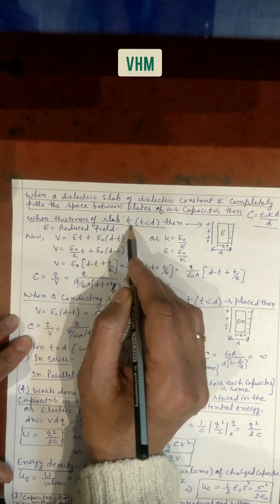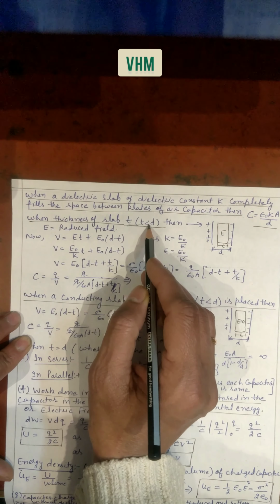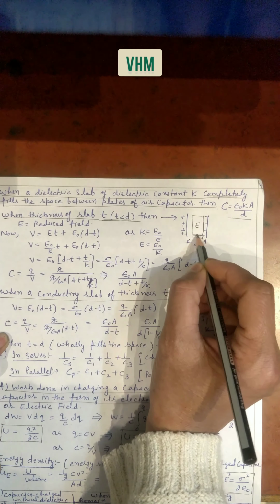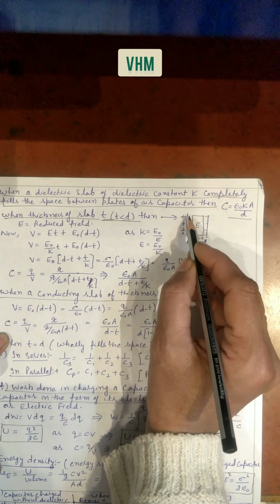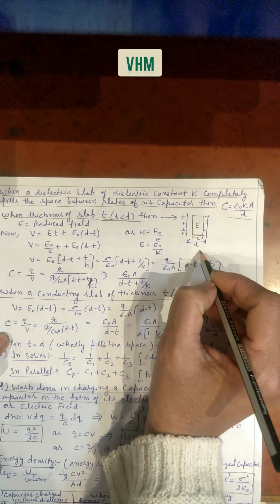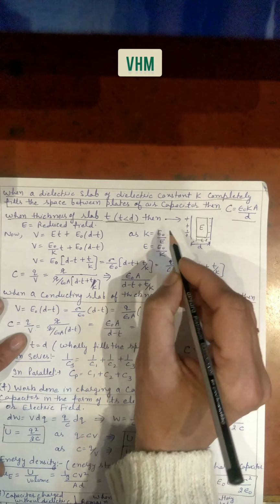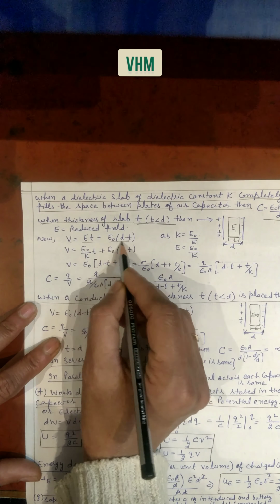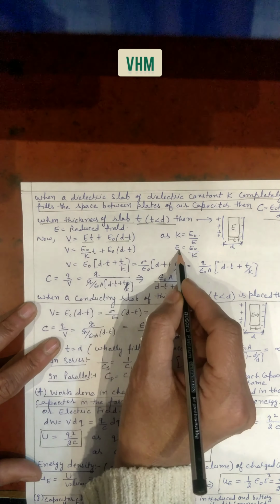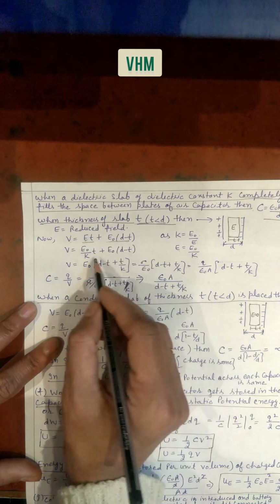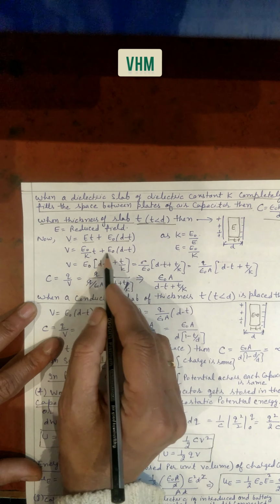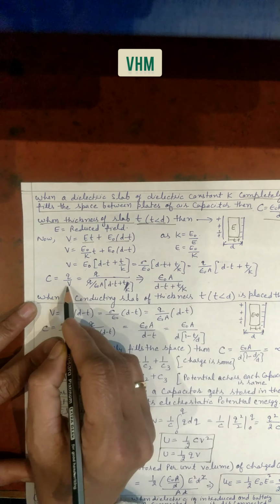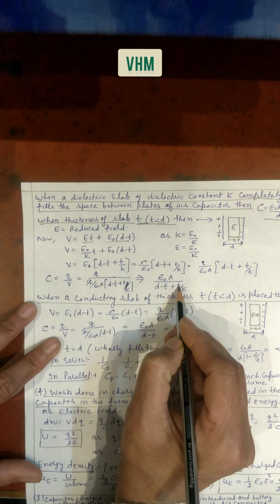But if the thickness is smaller than the distance between the plates, then over this thickness the field is reduced, but in the remaining space the field is the applied field E0. Then how is the potential written? E times t, this value; in place of this E we put E0 by K. Rearranging the terms, putting in the E0 value, we get the result.